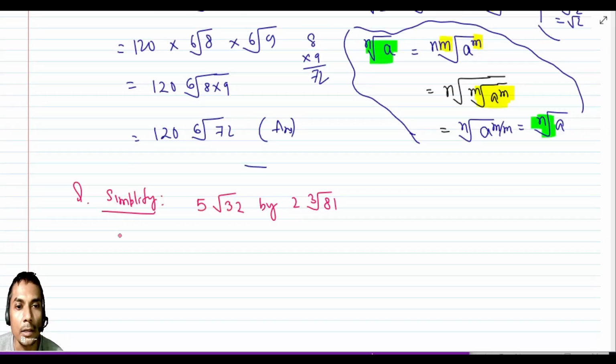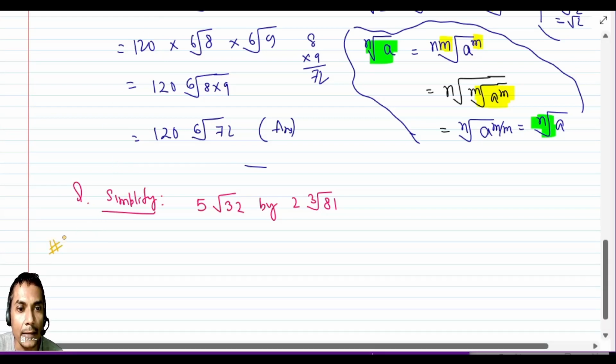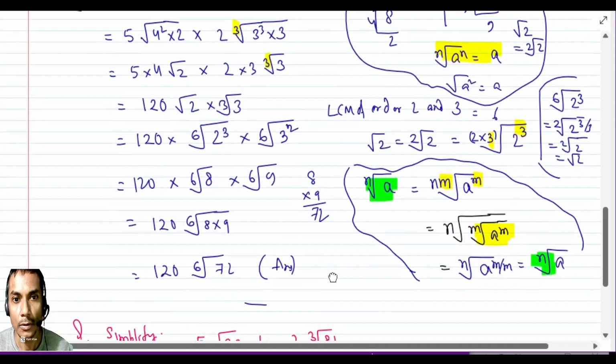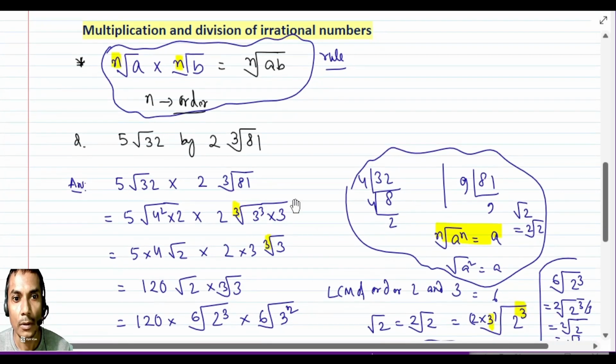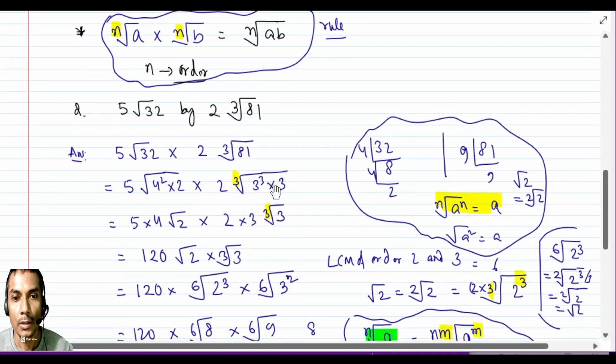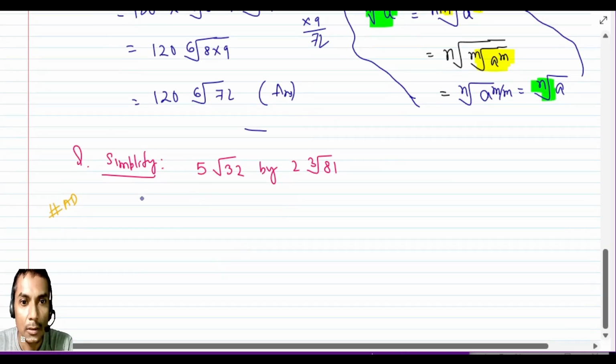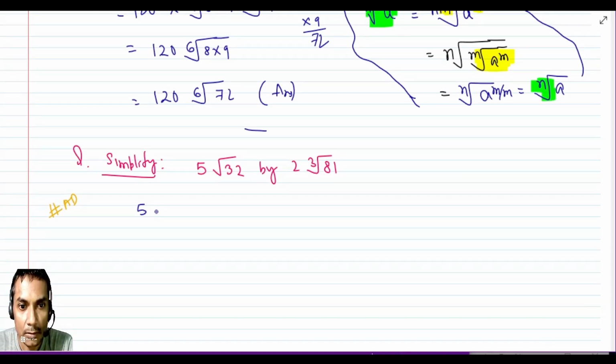Another way you can solve this, you can say this is the hashtag AD method. Okay, so let's simplify this. It is actually the same question, the same above question. Look at this, 5 root 32, and 5 root 2, and 3 root 81. Okay, clear? So first you write the question, that is 5 root 32 into 2 3 root 81.